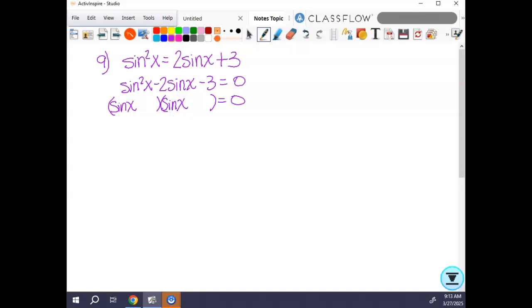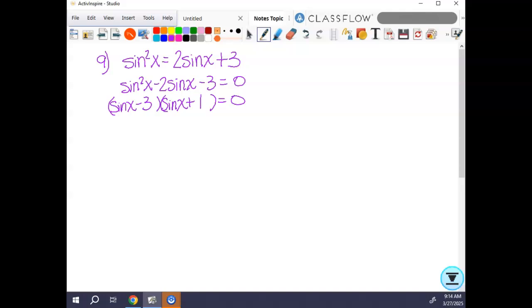And then I need 2 numbers that multiply to give me a -3, combine to give me a -2. What are they? -3 and 1. Okay, you see how easy that is? If you understand factoring like you should, especially when the numbers are decent, even when we put weird trig stuff in there, we can still factor. We're not freaking out. We're not making up math.